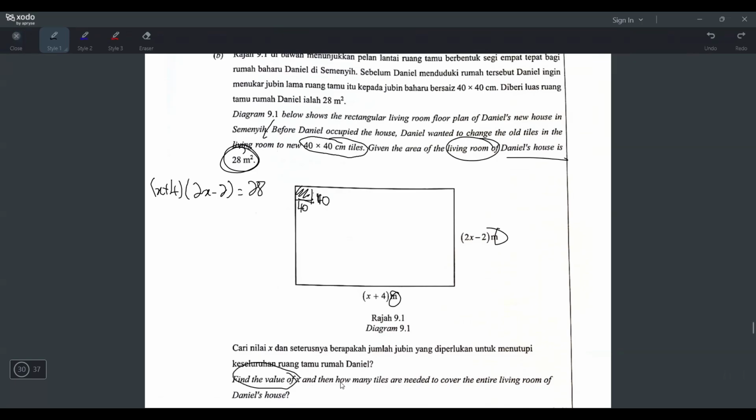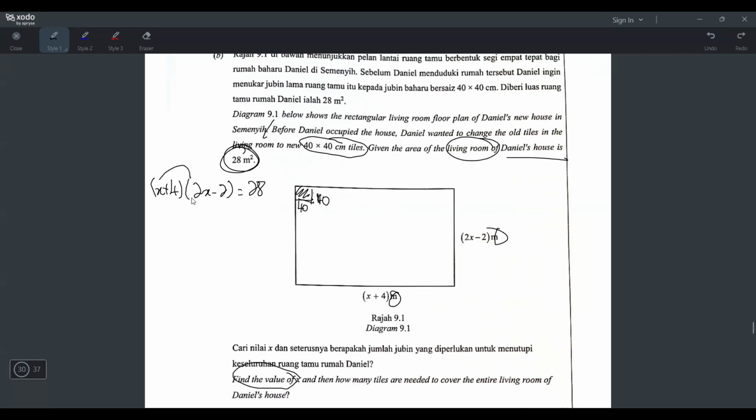But then they ask, how many tiles are needed to cover the entire living room? Okay, I think you first need to find x. After you find the x, then you take the total area, which is 28, and divide it by the area of one tile. We find out how many tiles you need, right? But that one later, don't worry about it now. Now let's find x first.